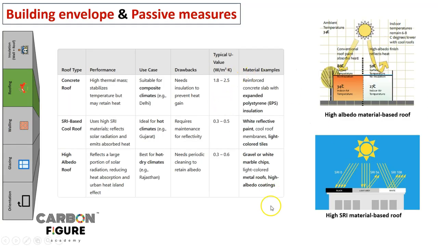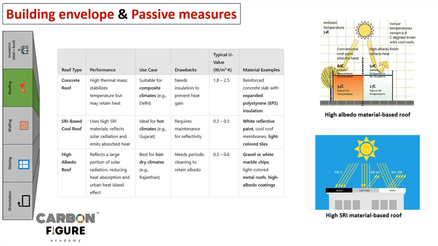Next we have roofing. With respect to roofing, concrete roof is the fundamental one we have. Then SRI-based cool roof, SRI in the sense of solar reflective index. Then high albedo roof, that also is a reflection-based concept. In the right side image, you can understand two different roof types are there.